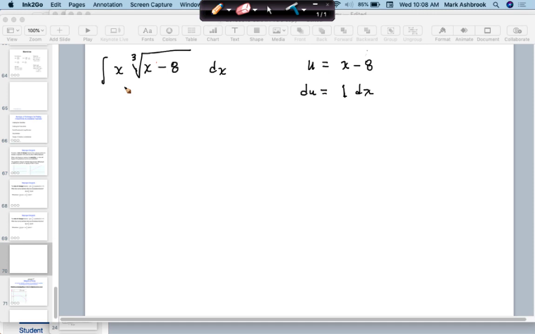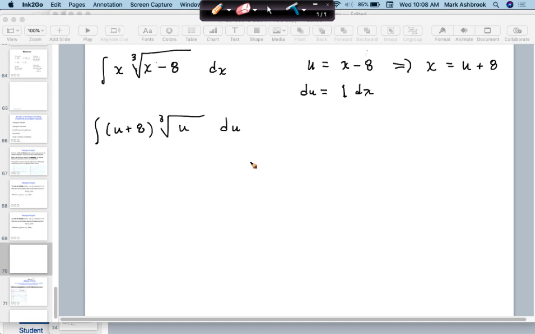Okay, and then we need to know what x is. So we know u is x minus 8. What is x? It's u plus 8, right? If you just solve this for x, add 8 to both sides. So now we get everything we need. We're going to the integral of x, which is u plus 8, that's x, times cube root of u, and then dx is, in this case, just du.